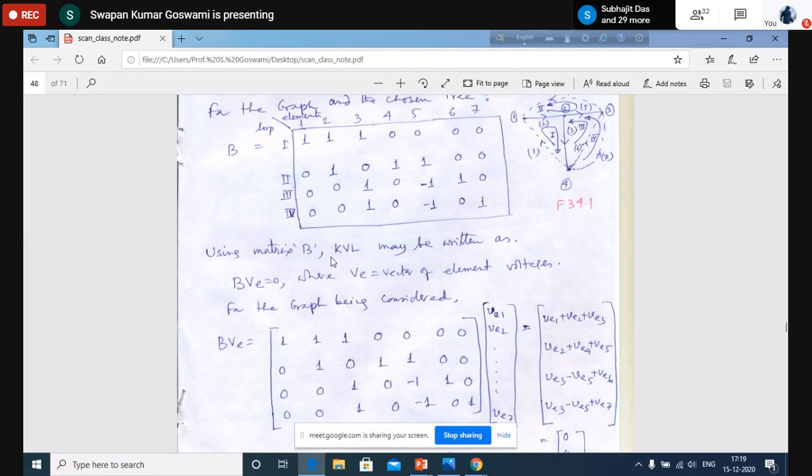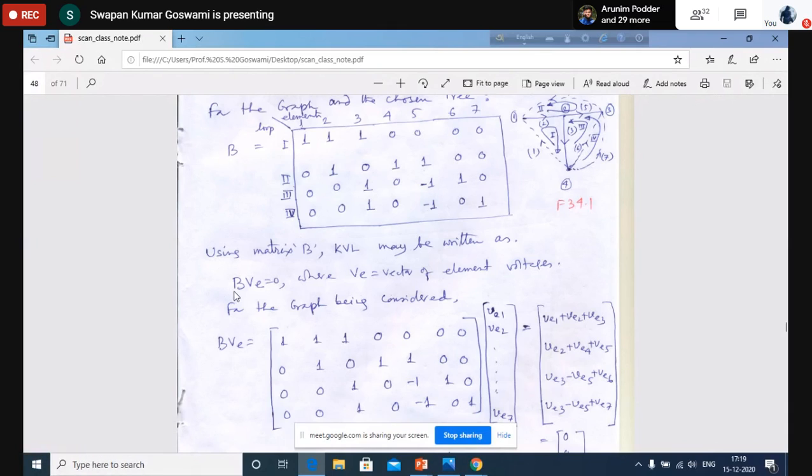So let us write KVL, whether KVL may be written. If we write B multiplied by VE, where VE means the element voltage vector. Previously, we have shown you the element current vector for this particular graph. It was I1 to I7, 7 elements, so 7 currents. Here also 7 elements, 7 element voltages. Element voltage means voltage across the element. So the element voltage vector VE will have 7 voltages: V1, V2, V3, V4, V5, V6, V7.